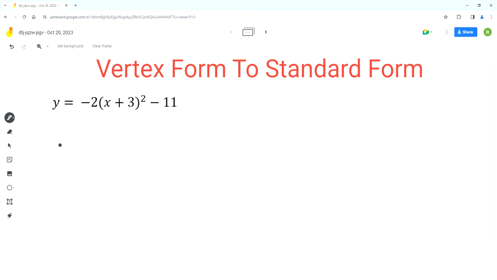Hello everyone. In this video, we'll convert a quadratic equation from vertex form to standard form.